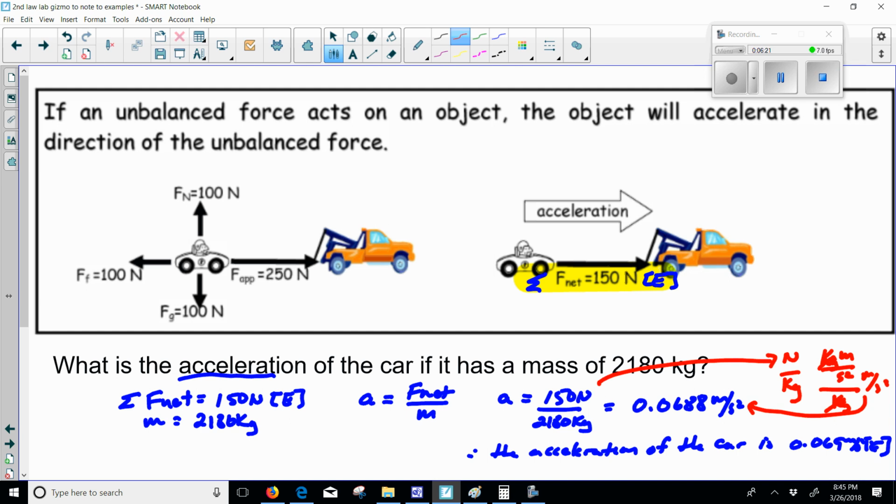Now, we're going to be looking at some examples using free body diagrams on the next few pages. So just stay tuned.